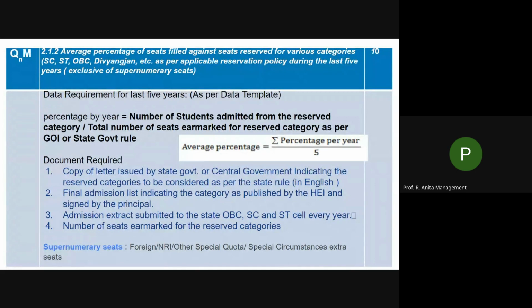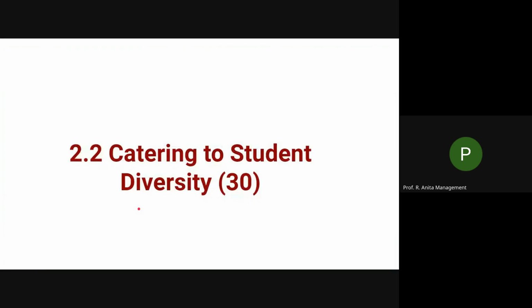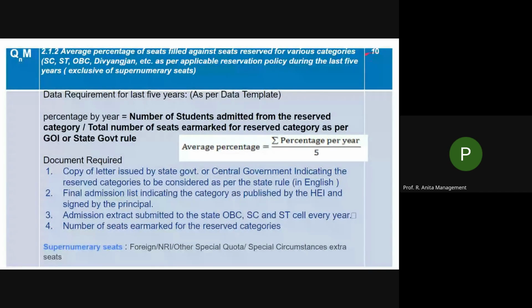For this, the documents that you need to submit are, from the state and the central government, a copy of the letter indicating the categories of students that you need to admit, and what percentage. And then the final admission list signed by the principal. And you also submit an abstract extract to the OBC, SC or ST cell every year: how many students got admitted, and the number of seats earmarked for that reserved category. These documents should be clearly mentioned. If there are some extra seats that we show, they should not be added to the regular list. Now, these things you need to calculate under 2.1.2, which carries 10 marks.